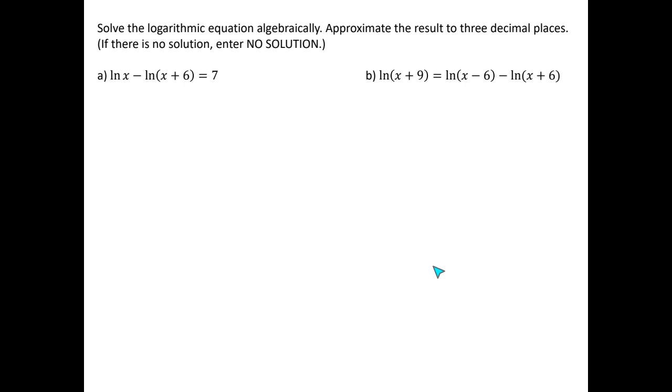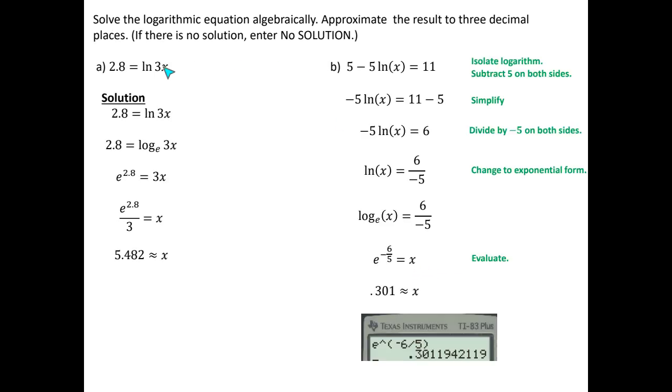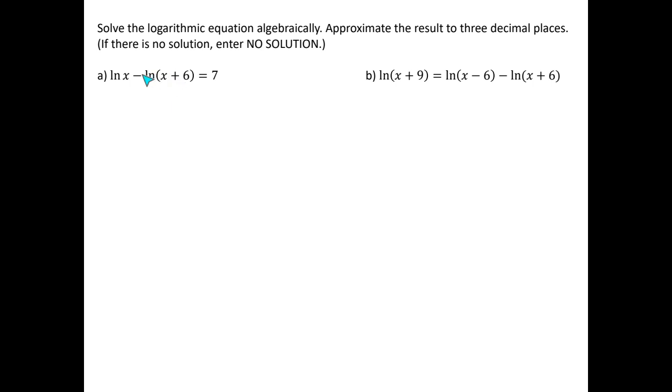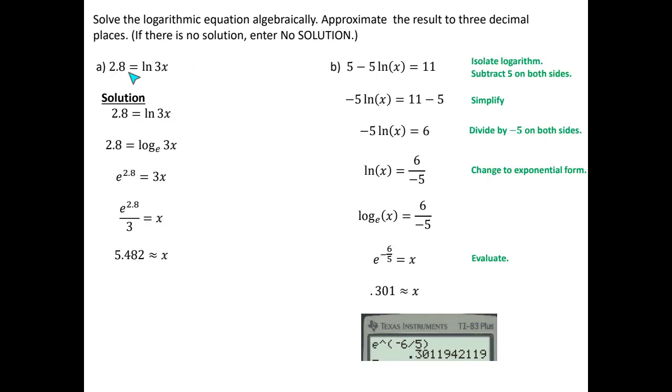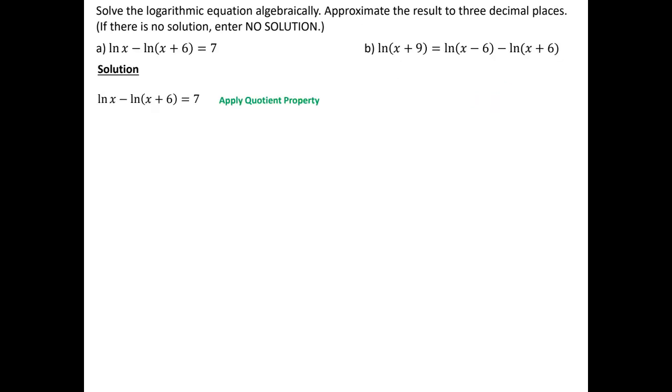So now when we have multiple logs, let's see what we can do with these. On the left side, I have 2 logs. In order for me to convert to exponential form, I should only have 1 log. And so one of the things I can do is combine these 2 logs together. Since they're being subtracted, I can apply the quotient rule, and I can rewrite it as natural log of x divided by x plus 6.